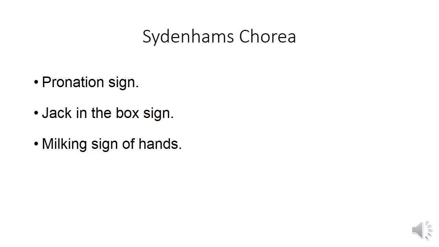From the symptoms of Sydenham's chorea, in the clinical presentation there is a pronation sign and the jack-in-the-box sign. There are fasciculations and an inability to keep the tongue inside the mouth. The tongue is always loose and flaccid and thrown in and out of the mouth, and there is usually the milking sign of the fingers of the hands. It's one of the signs usually present in chorea.